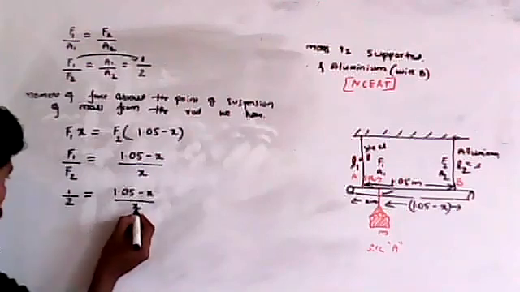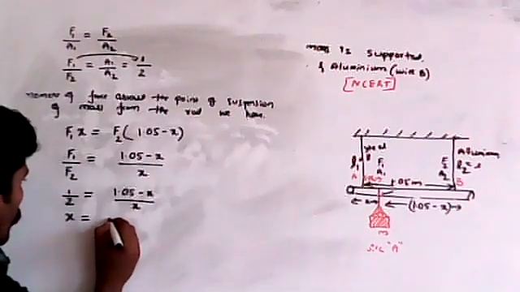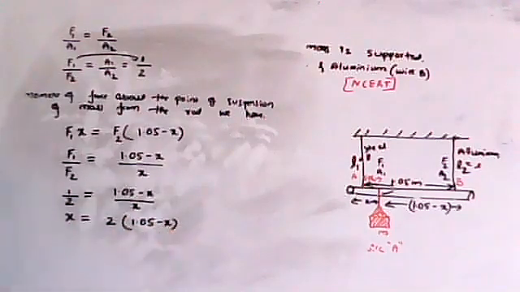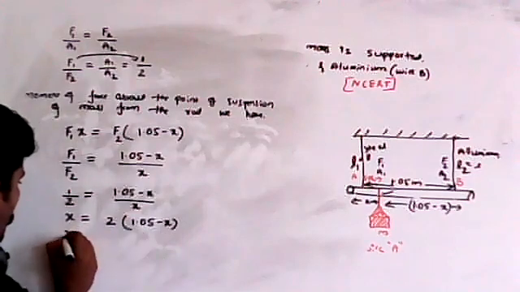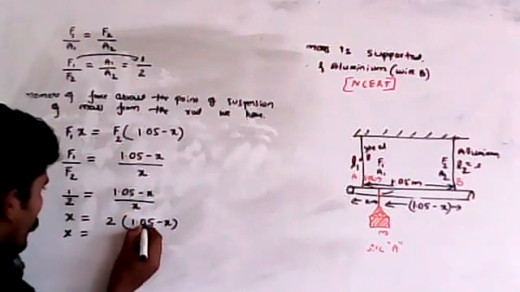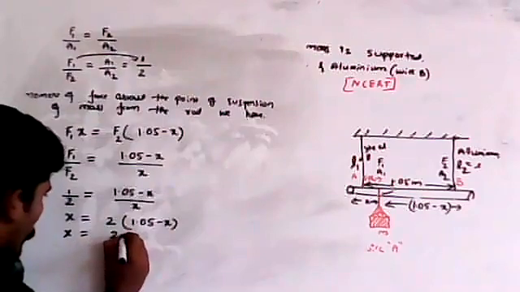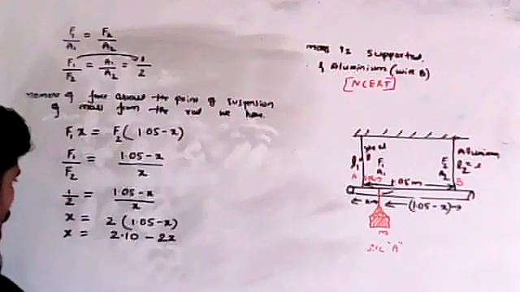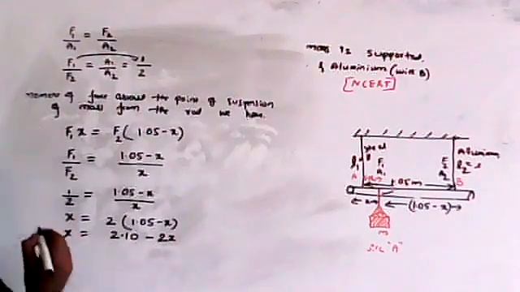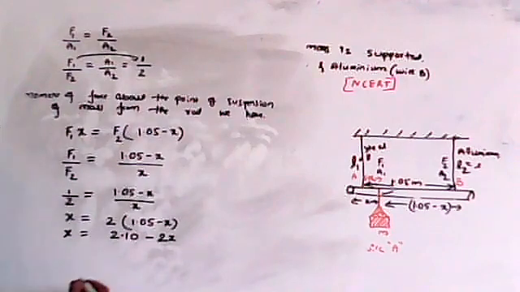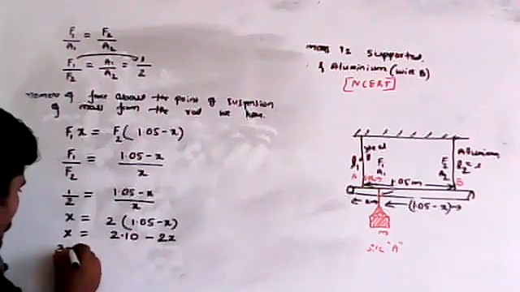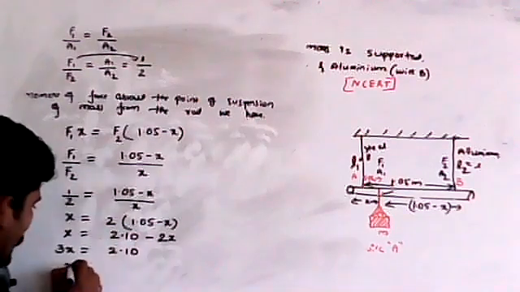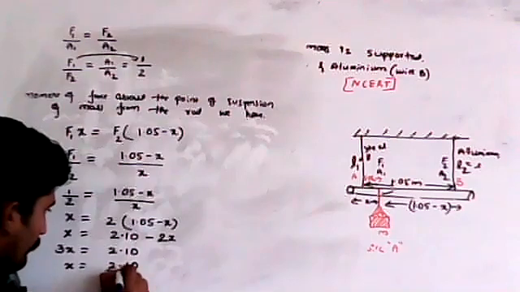So now x is equal to 2 into, I have to multiply this. After multiplication, 1.05 into 2 is nothing but 2.10 minus 2x. Is it clear? So now take x to one side. Once it comes this side, 3x is equal to 2.10. So x means 2.10 divided by 3.